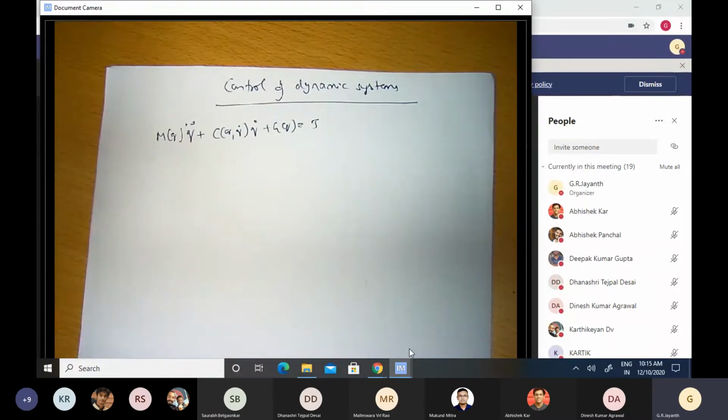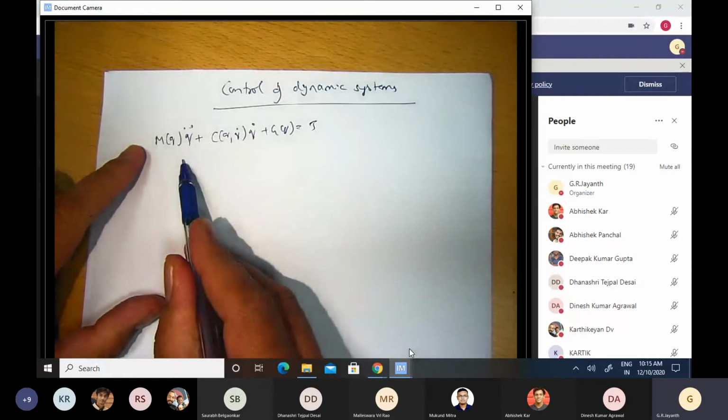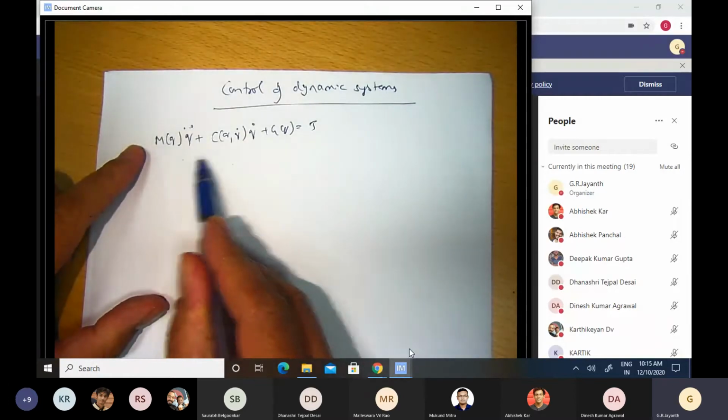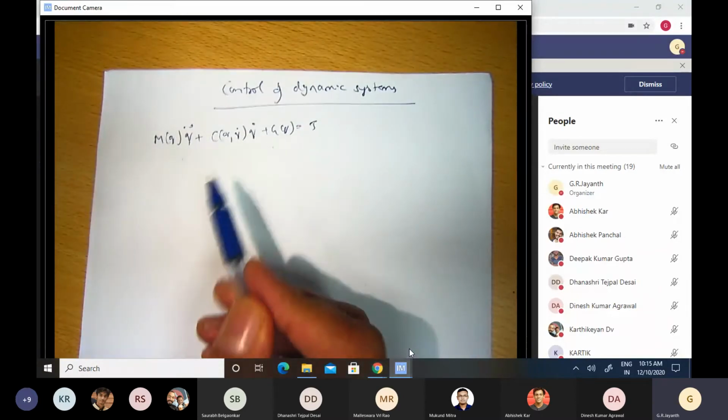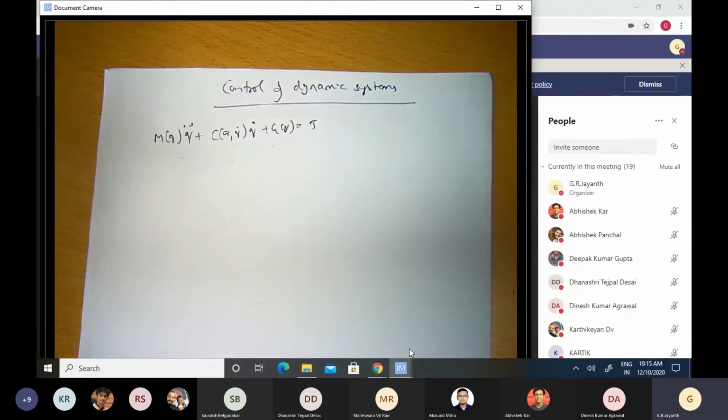But the starting point for obtaining the desired motion is to join hands with engineers, join hands with physicists and mathematicians, and understand the dynamics of the system first, the model of the system first.